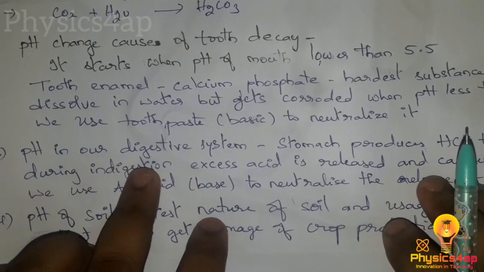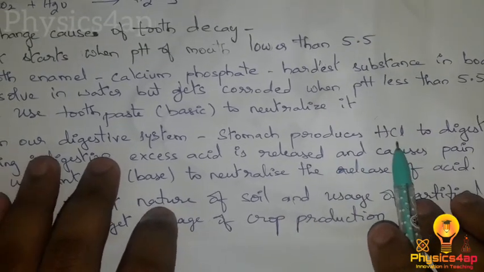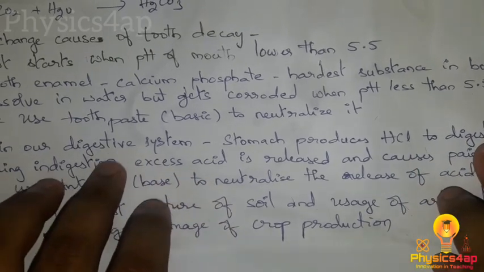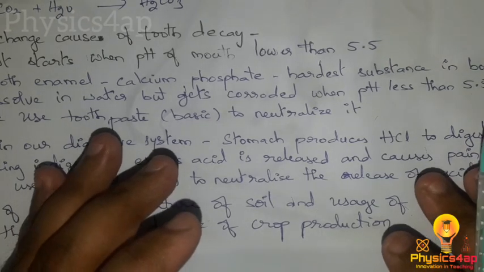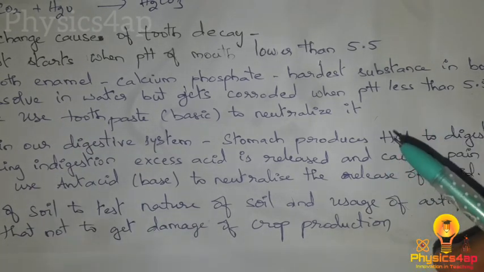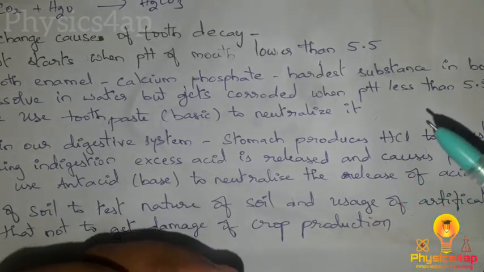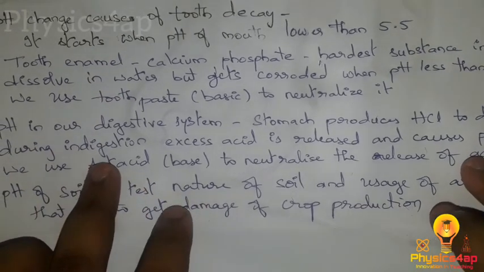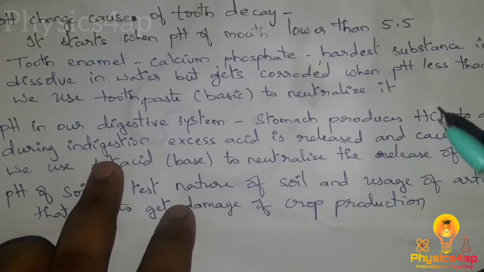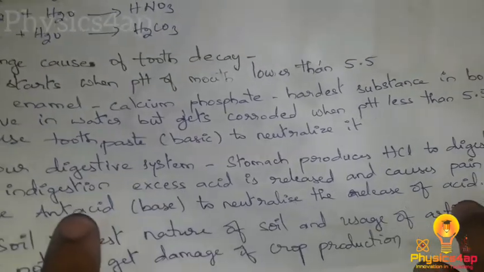And coming to the next, the pH value of our digestive system. Our stomach produces HCl, that is hydrochloric acid, a strong acid which digests the food without damaging the stomach. The HCl released from our stomach doesn't damage our digestive system, but it makes the food digest. But during indigestion, that means if we take an excess amount of food, excess acid is released and it causes pain and irritation for us.